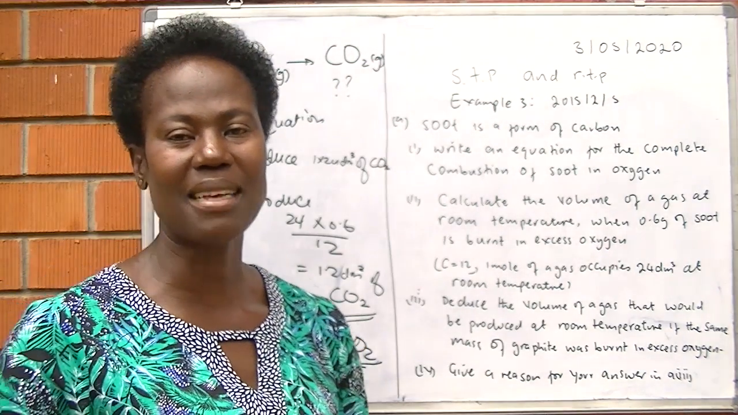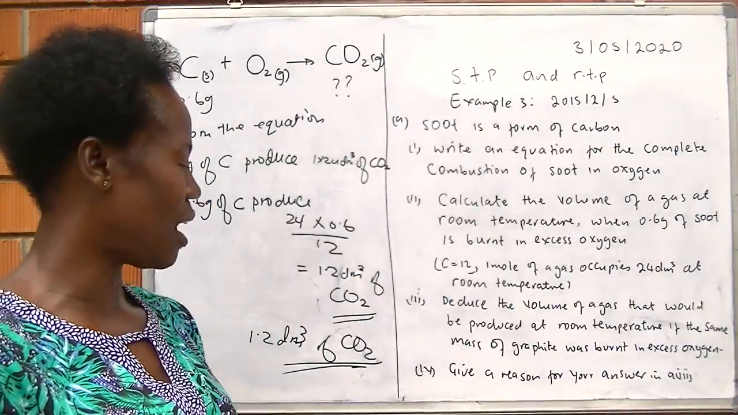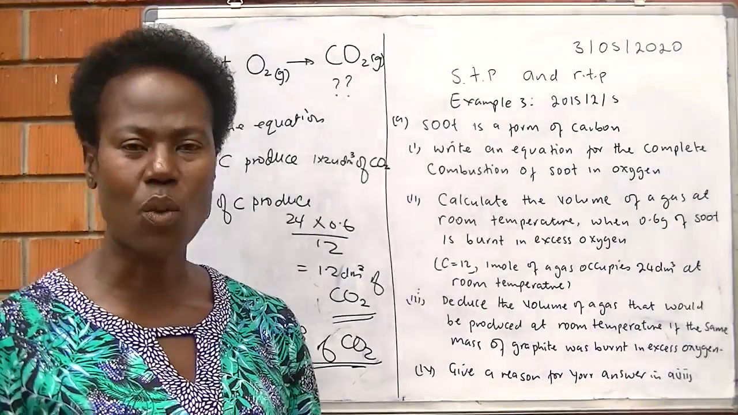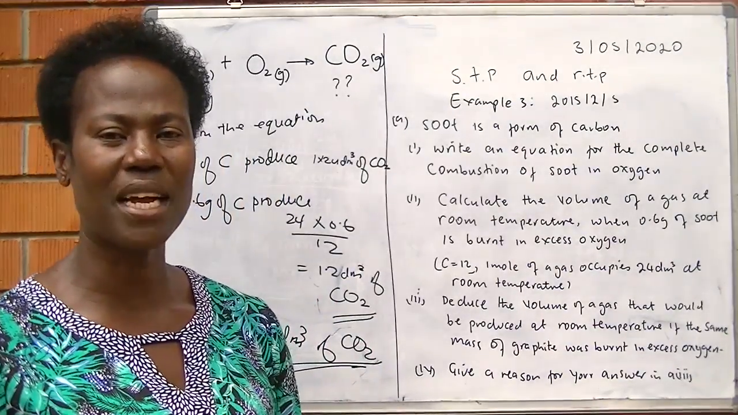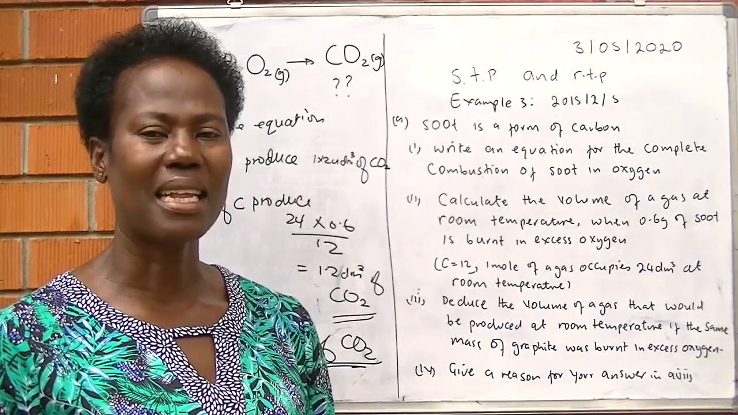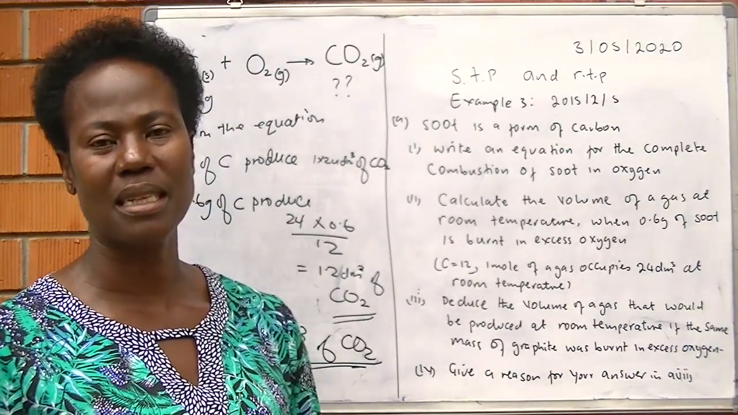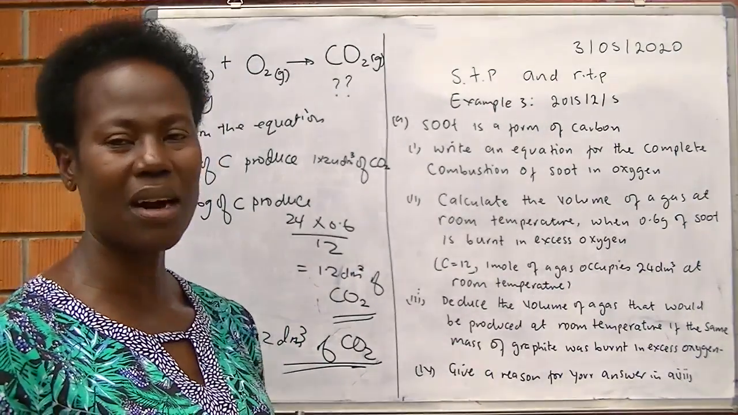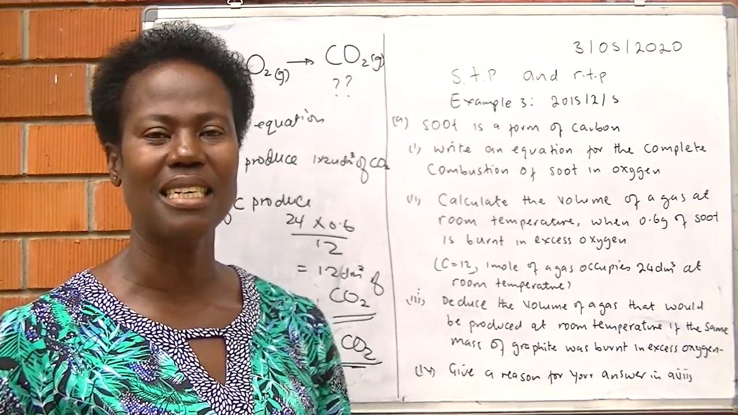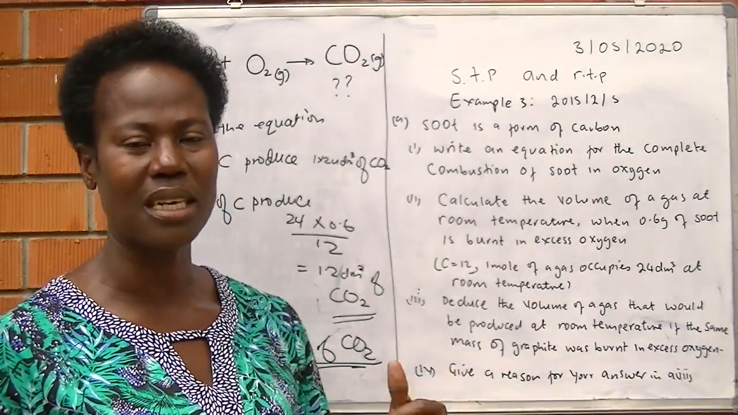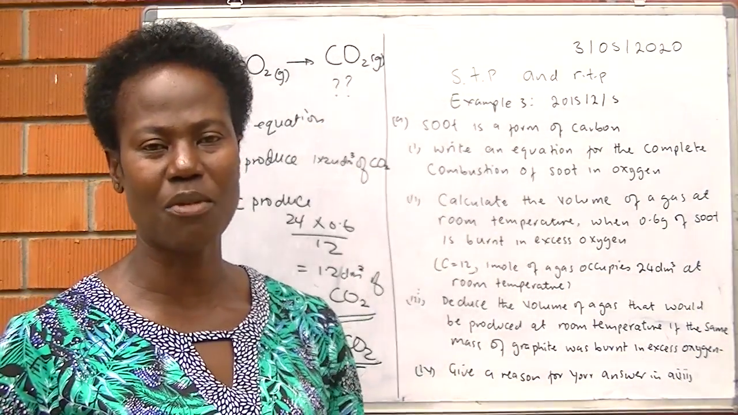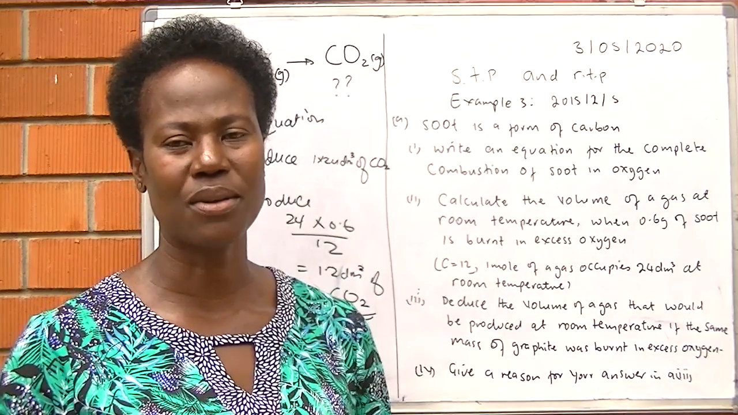Give reasons for your answer. The answer is already given to you. I have already discussed that equal masses of given allotropes under the same condition will produce the same product. Like graphite is burnt in the same condition as soot, so we expect to get the same volume of carbon dioxide.